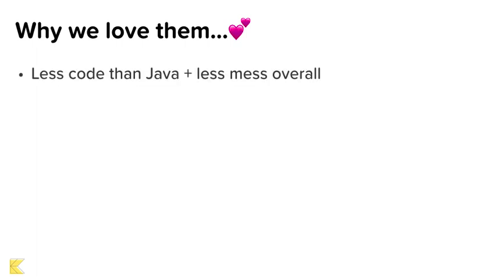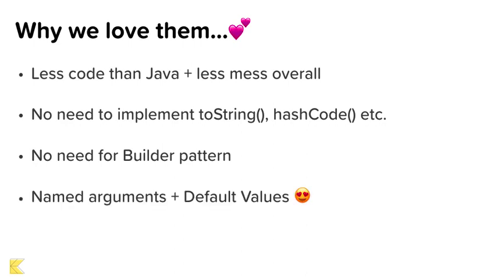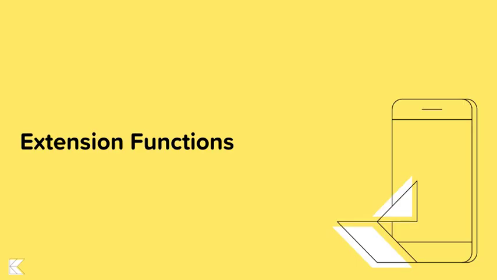So why do we love data classes? Well, it's a lot less code than Java, and it's generally less mess overall than what you would have if you had to do something with Java. There's no need for us to implement toString, hashCode, that kind of thing. And no need for the builder pattern anymore. If you're used to Java creating a builder pattern, setting certain variable values, you can now just do that with default arguments, only setting the ones you want, and named arguments. Sorry, named arguments and default values. That's what I meant.